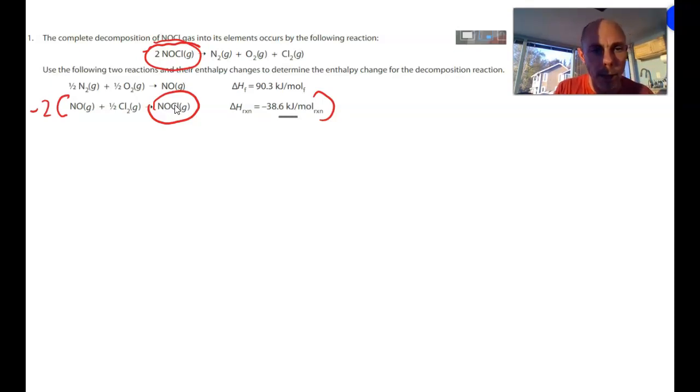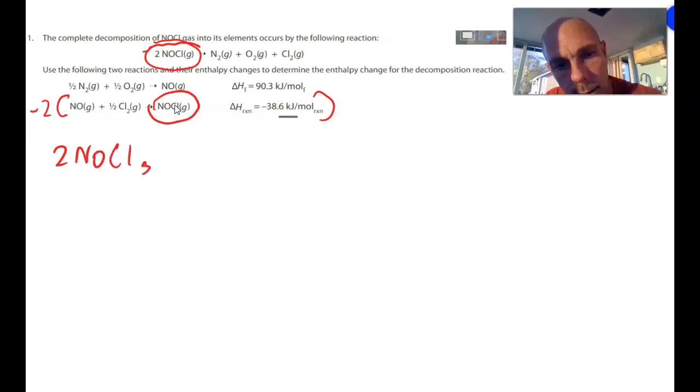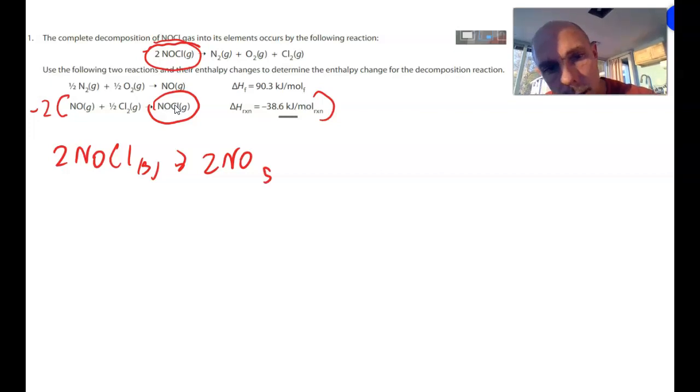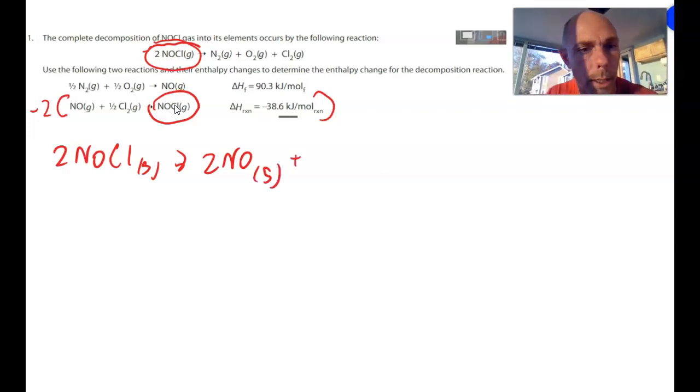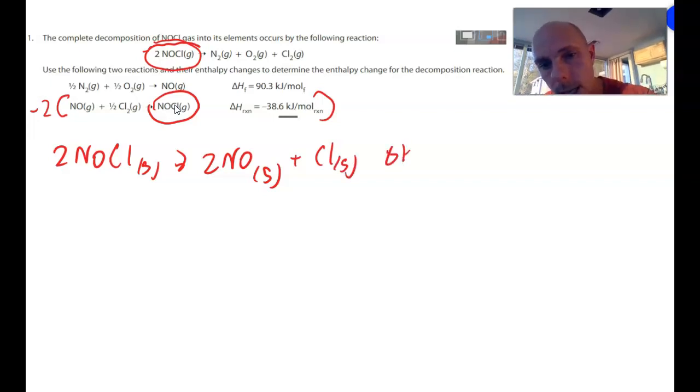So I'm going to flip and double that, and when I do that, I end up with 2 NOCl's reacting to form 2 NOs, and then just 1 chlorine, because half times 2 is 1 chlorine gas. The delta H also needs to be doubled and the sign flipped. So when I double 38.6 and flip the sign, I get positive 77.2 kilojoules per mole.